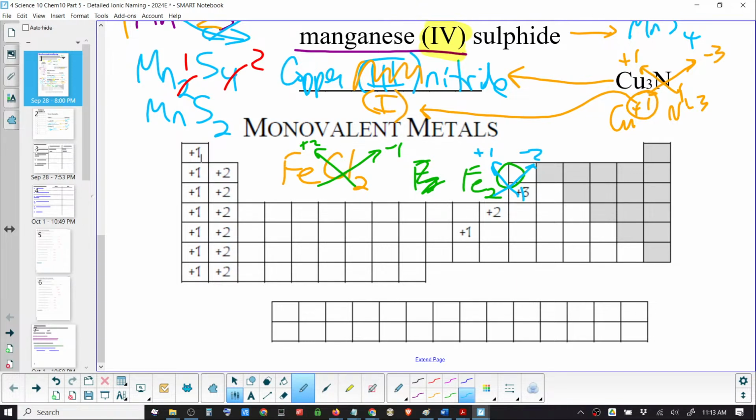Now there is one trick with uncrisscrossing as a shortcut. What is the charge on the iron if it's FeO? 1.